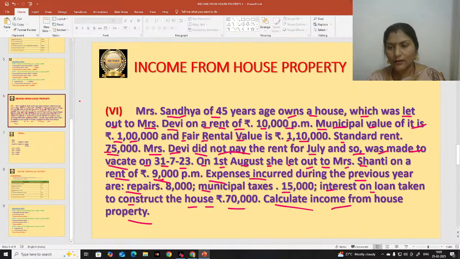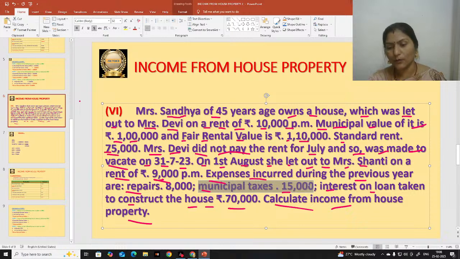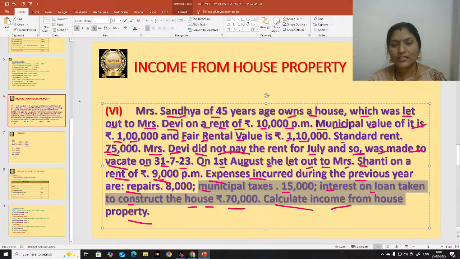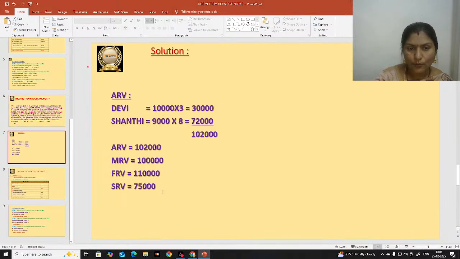Okay. So let us go to question again. What they have given here? They have given details regarding municipal taxes, expenses incurred during the previous year. Repairs we don't need in the solution. We can ignore that, repairs we don't take anywhere. So what else are given in the question? Municipal taxes 15,000. We need that. We have to give as deduction from GAV. Second item in our statement, that is municipal taxes. Next, interest on loan to construct the house is 70,000. That also we allow as deduction under section 24B. Let us take those two details here. Municipal taxes.